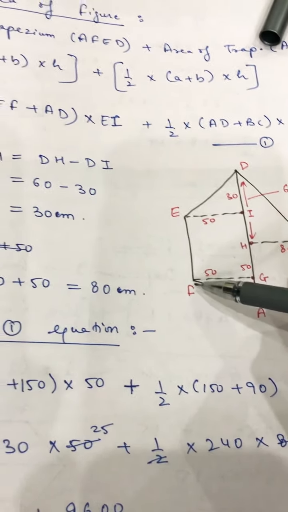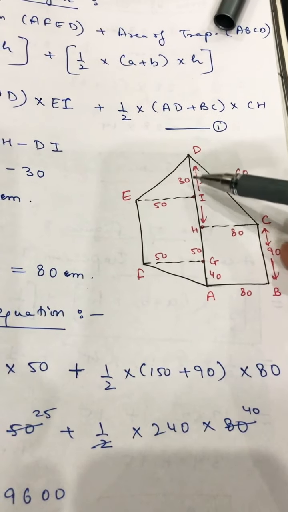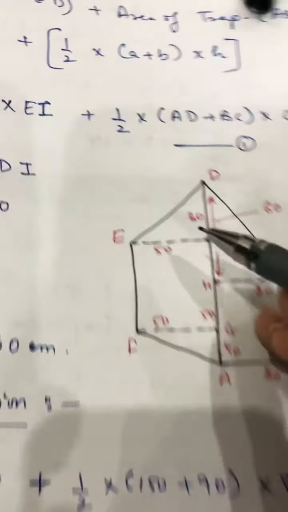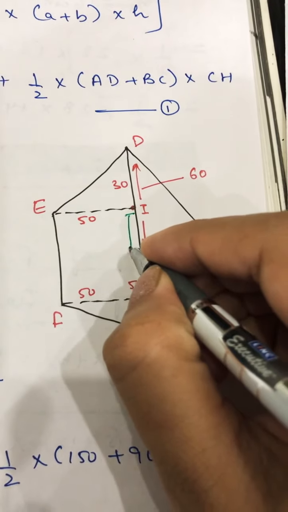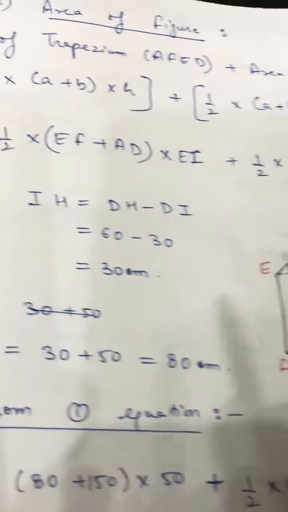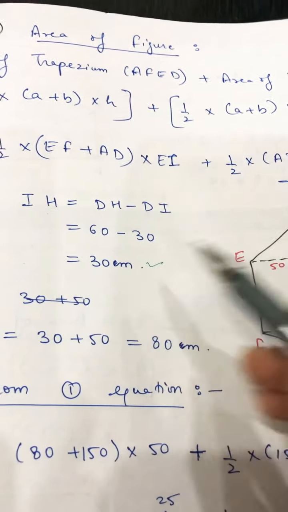A is not given. What is given here? This 60 is given, and this 30 is given. So from here I am going to find out IH. First of all, IH will be 60 minus 30. IH will be equal to 30 centimeter.